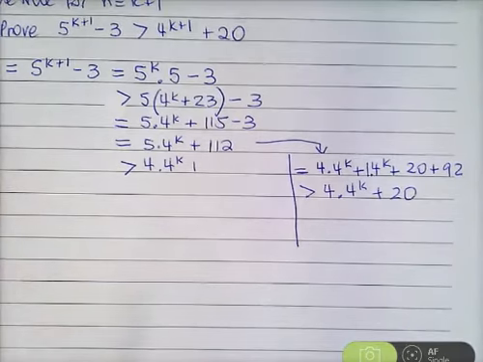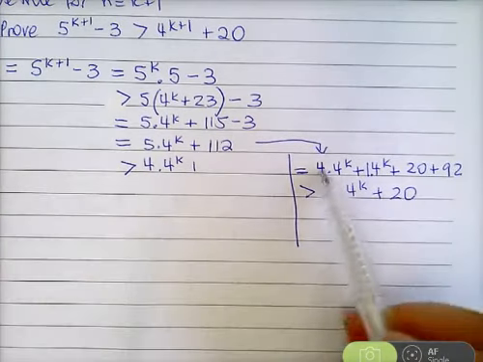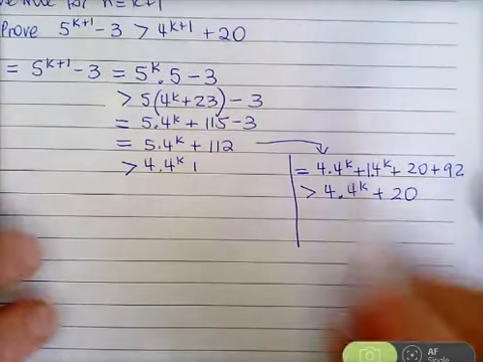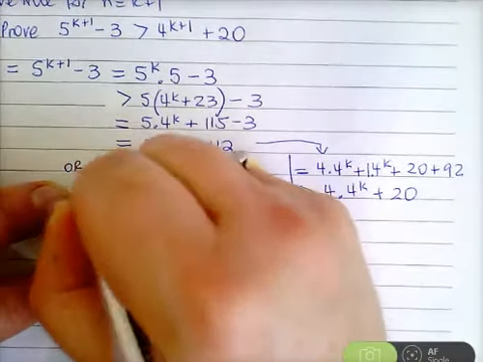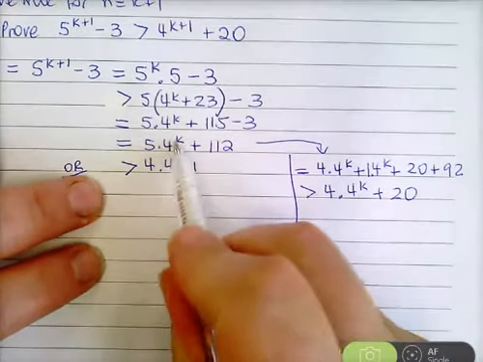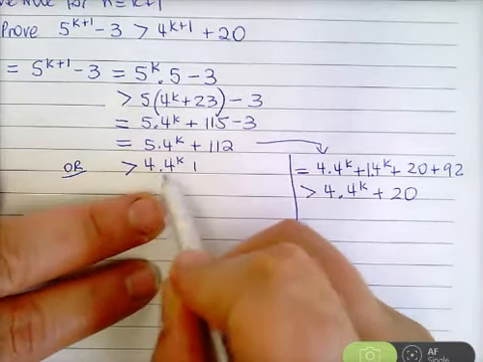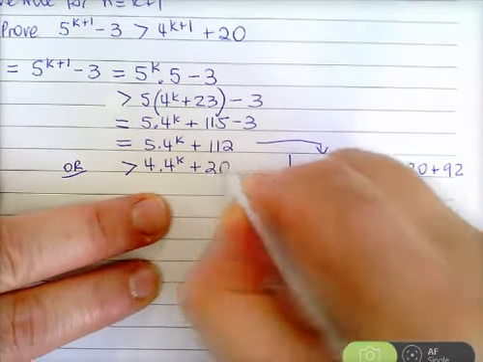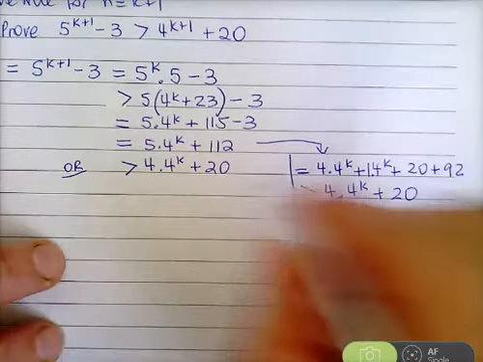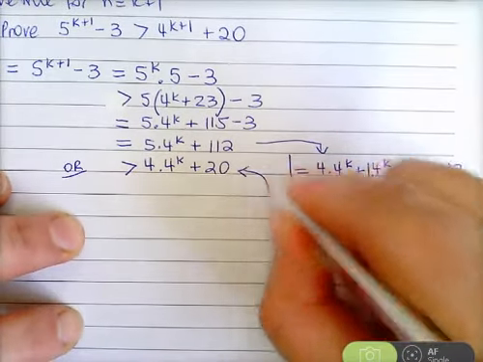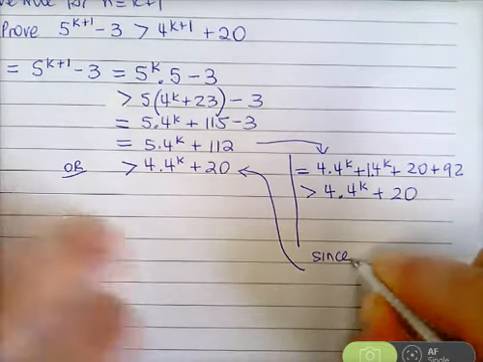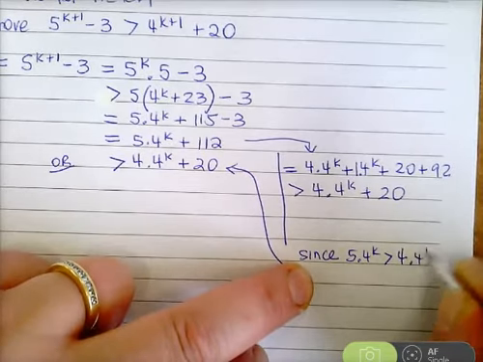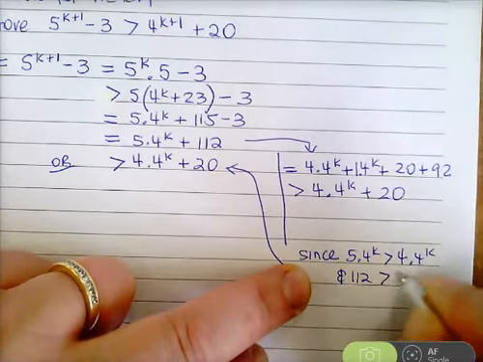Now, you can do it that way if you want, by breaking it up to get what you've got up here plus adding on the extra bits. That's one way of doing it. Or the way that they do it in the book, 5 times 4 to the k is obviously greater than 4 times 4 to the k, isn't it? And 112 is greater than 20. If you're going to do it that way, you need to write next to it, since 5 times 4 to the k is greater than 4 times 4 to the k, and 112 is greater than 20.